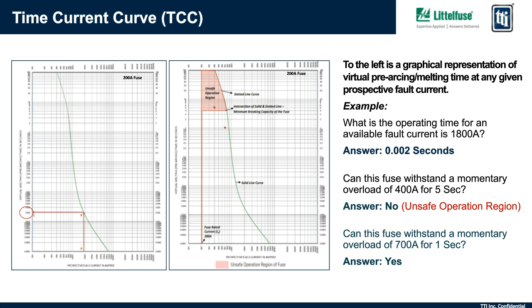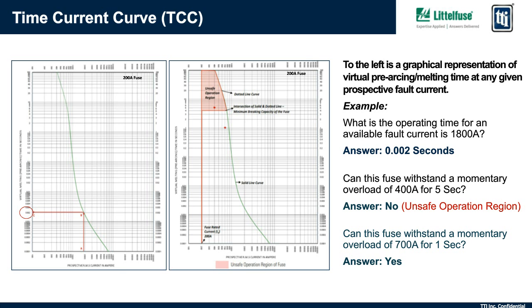So now let's go over a few quick TCC scenarios. Here's an example: what is the operating time for an available fault current of 1800 amps? The TCC curve shown is the same on the left and right for a 200 amp fuse. When this 200 amp fuse is subjected to a fault current of 1800 amps, you can identify the melting time that you would expect for that fuse. This is what we discussed earlier.